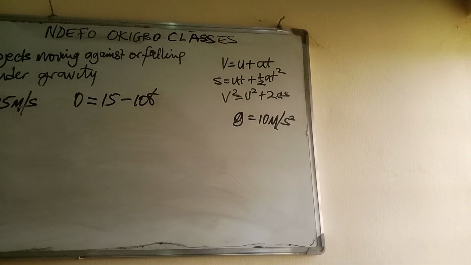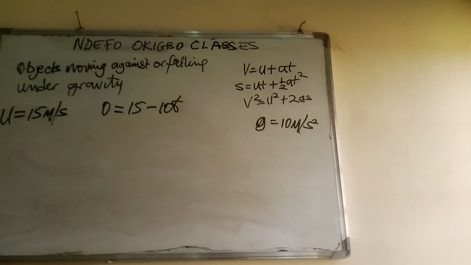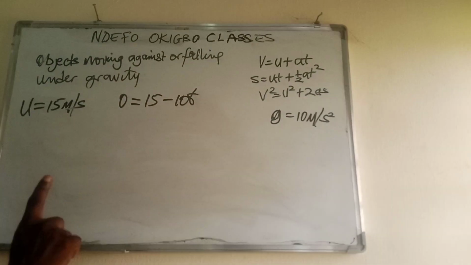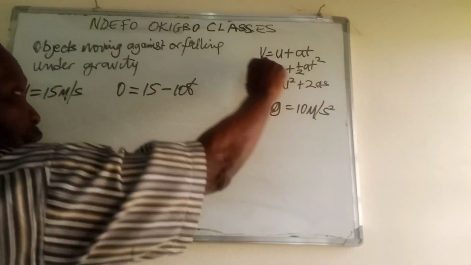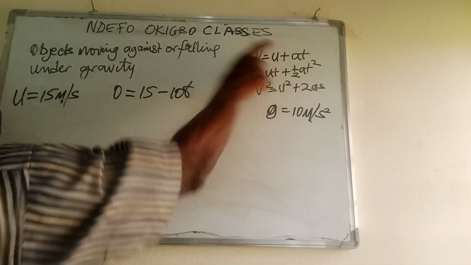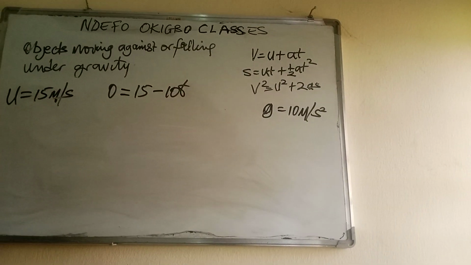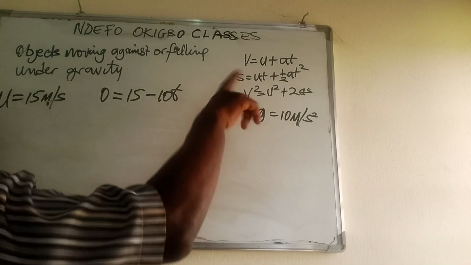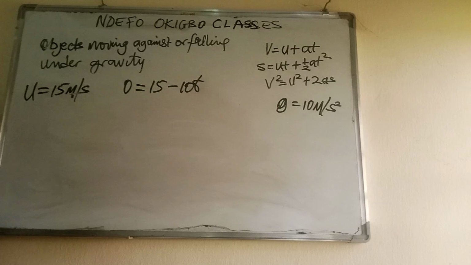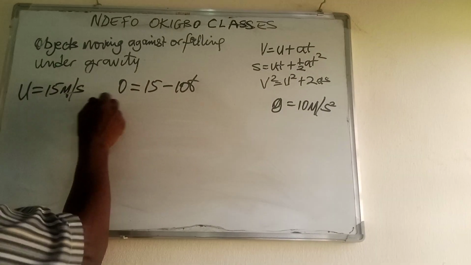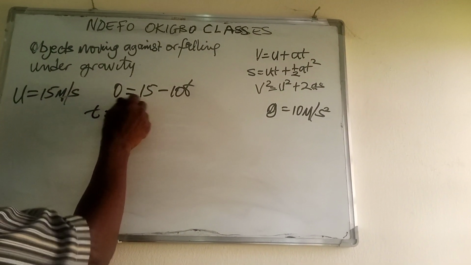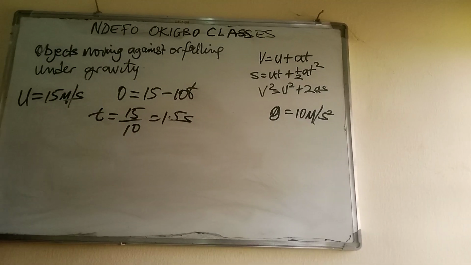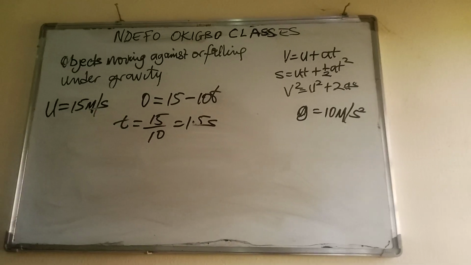So we get the time it took to go up to the highest height. At the highest height, the velocity is 0. So we can use the first equation where v is 0, u is given to us as 15, the velocity with which it was kicked up from the ground. Acceleration due to gravity is 10. Then t is equal to 15 over 10, which is equal to 1.5 seconds. That is the time it took to get to the highest height.